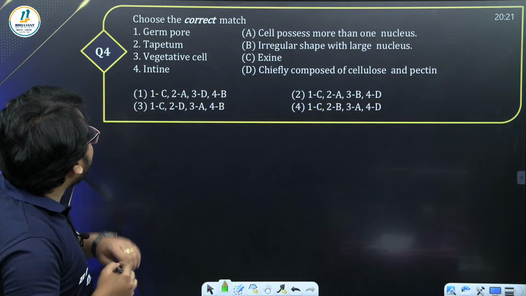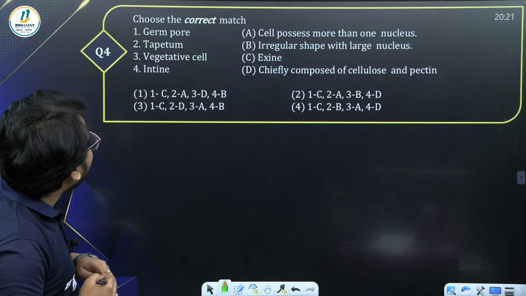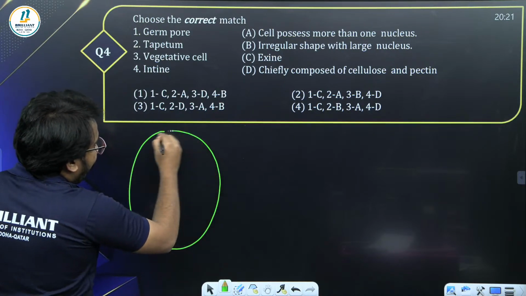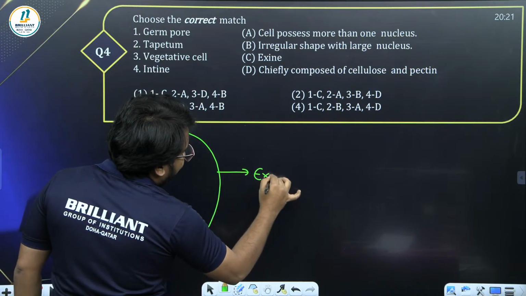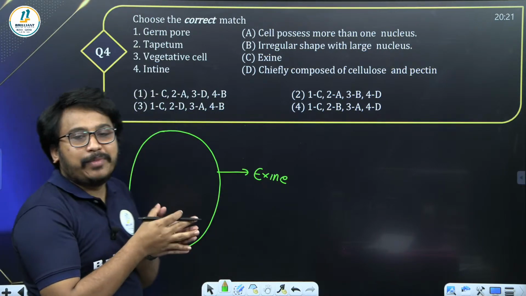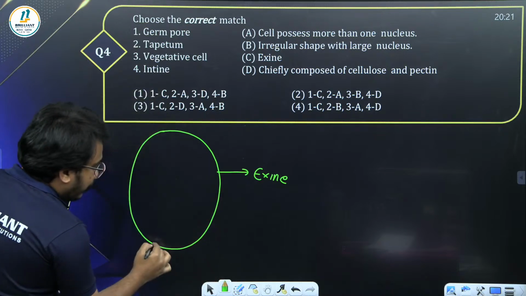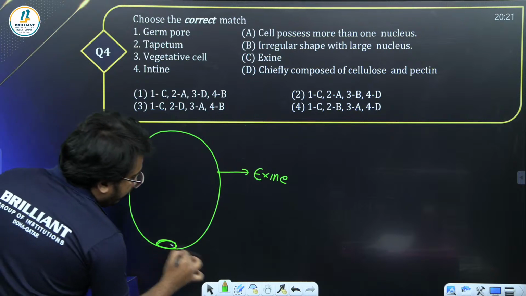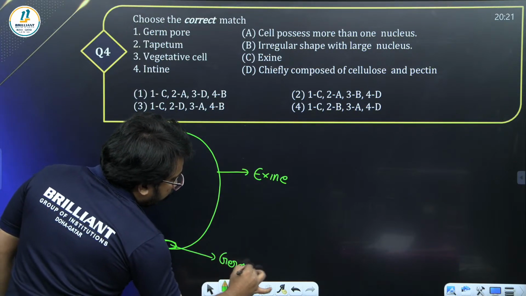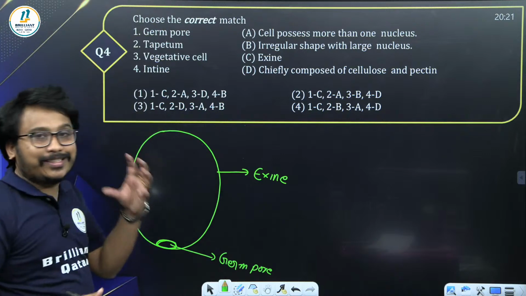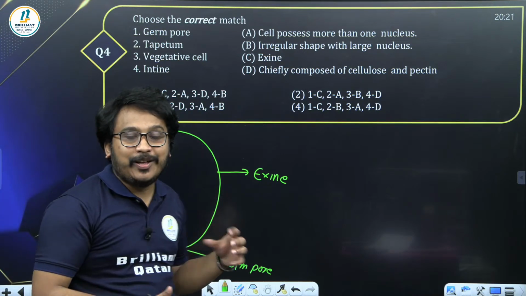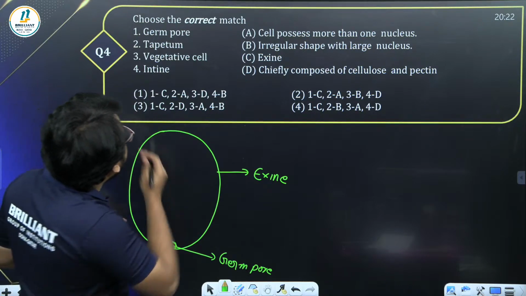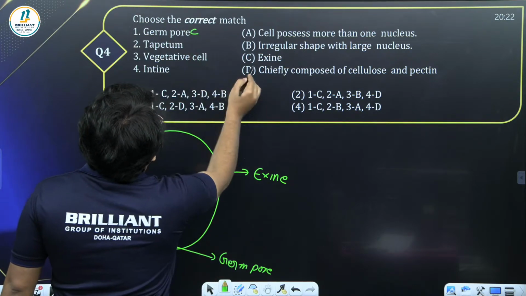Next one. Choose the correct match. Germ pore. You know what is germ pore? If I take the structure of a matured pollen grain, the outermost layer is called exine. You know this exine is made up of sporopollenin. At a particular location you can see this sporopollenin is absent. That only we call the germ pore. So the germ pore is the region in the exine where the sporopollenin is absent. There you can see the pollen tube growth. So germ pore, it is exine.